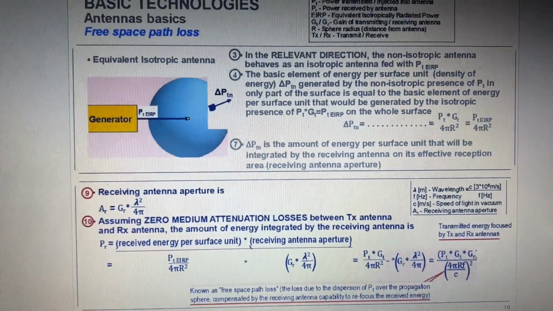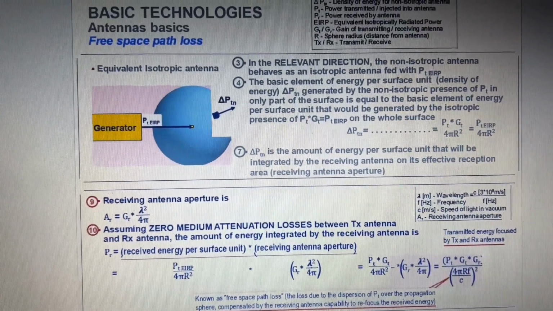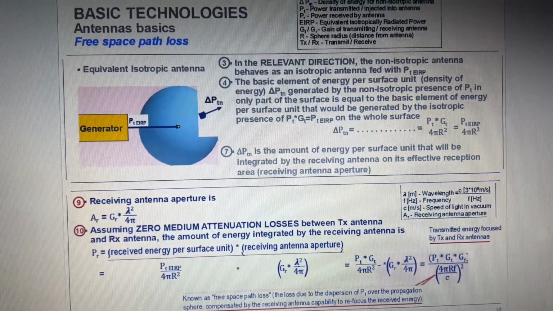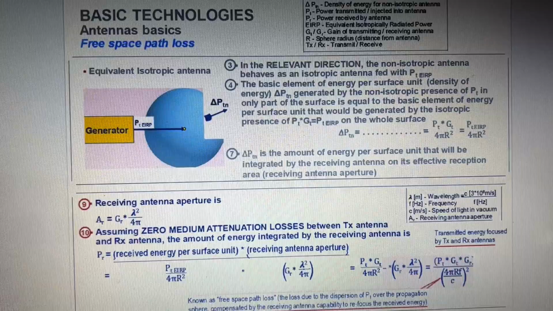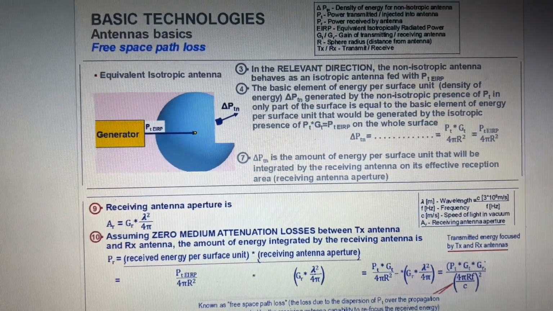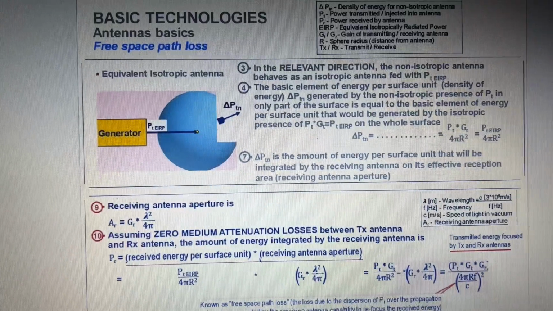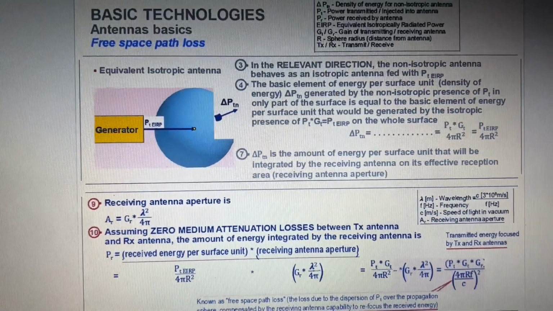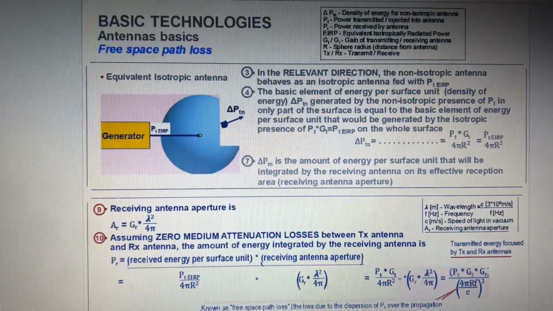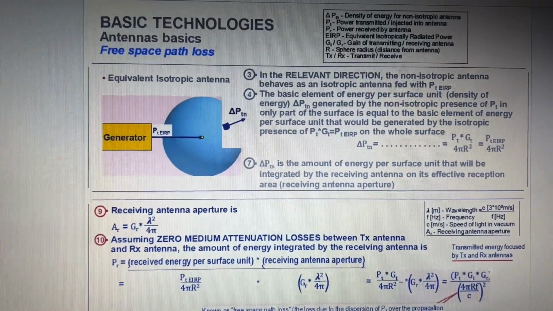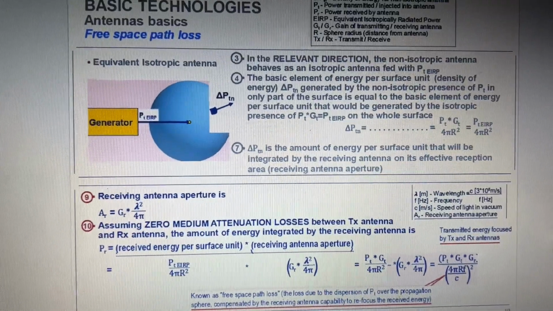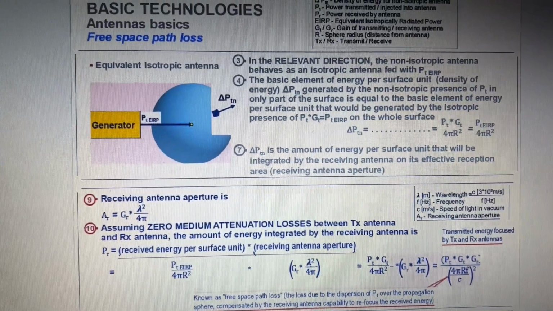This is called free space path loss, where the receiving antenna aperture is AR equal to GT multiplied by lambda square divided by 4 pi. If you want to go into detail, the amount of energy integrated by the receiving antenna is equal to PT multiplied by GT multiplied by GR divided by 4 pi R F by C whole square. If you go deep down into the details, you can find out how the free space path loss is calculated.